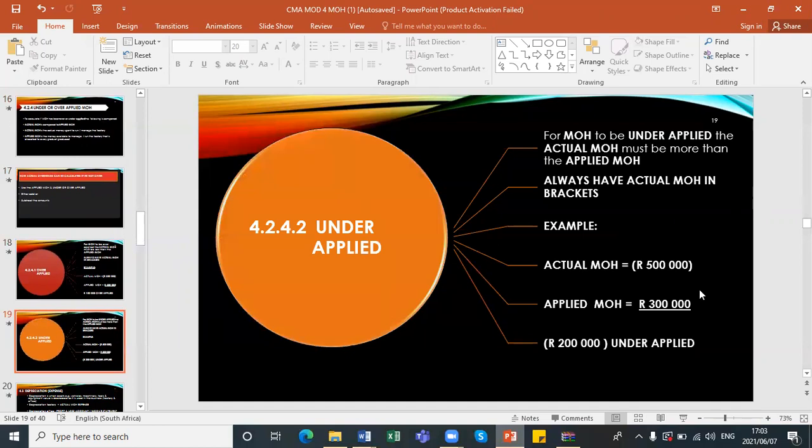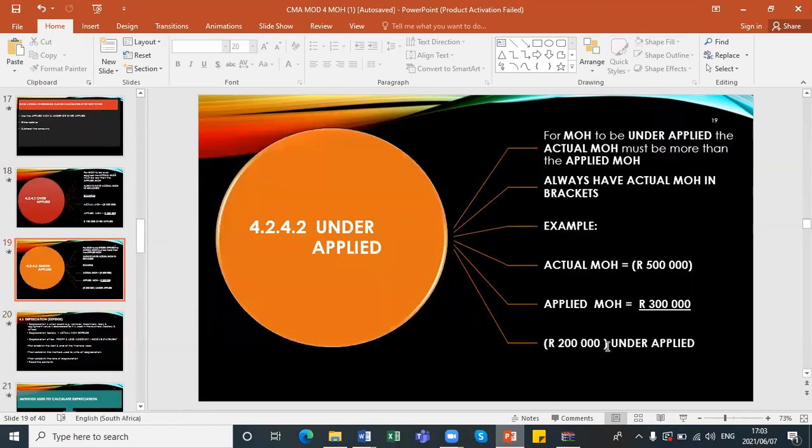To calculate under applied, you use the same two items, actual overheads and applied overheads, and the actual will always be in brackets. So actual in this example is 500,000, applied is 300,000. And the answer, which must be in brackets, is 200,000. So here it is in brackets, 200,000.